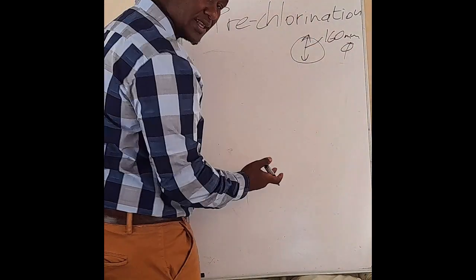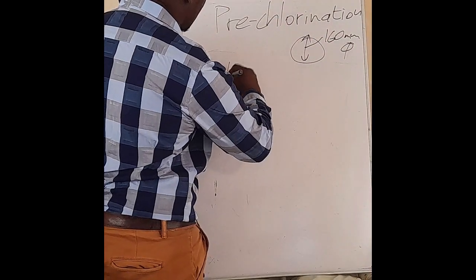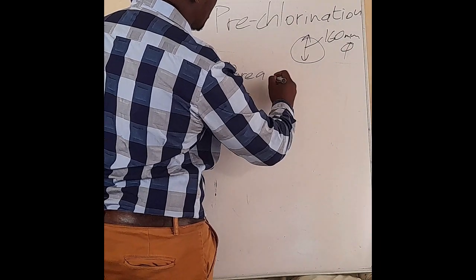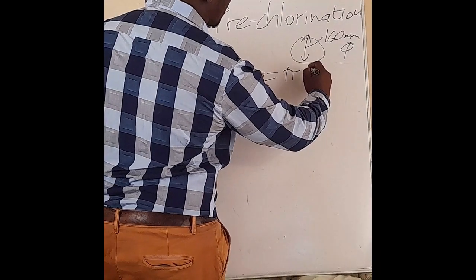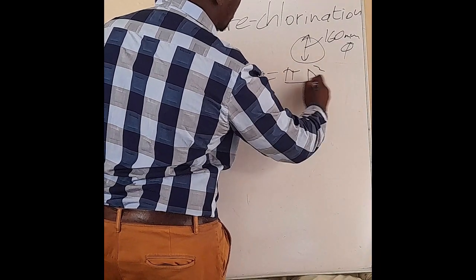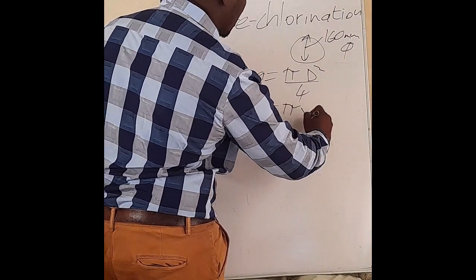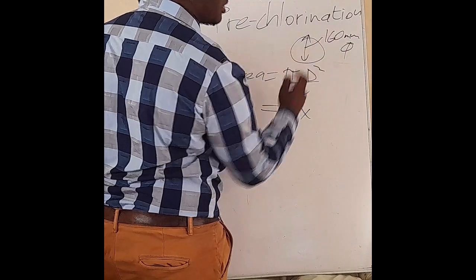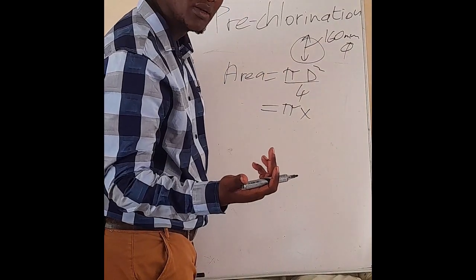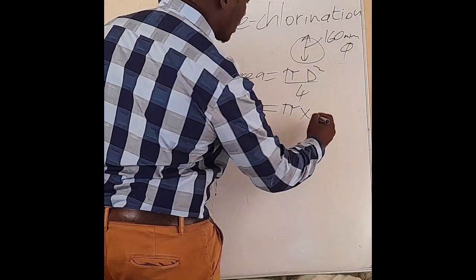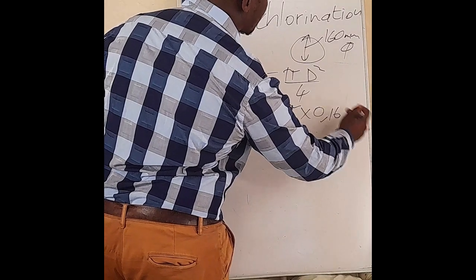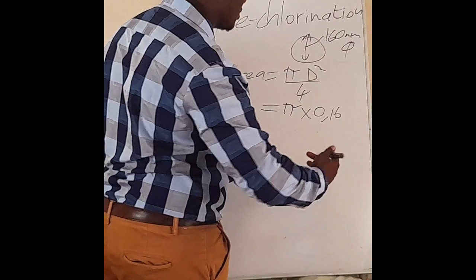And basically we need to get the area of that. So we say our area is equal to pi diameter squared over 4. And that's pi multiplied by the diameter. You just need to convert from 160 millimeter to meters, so that will come to 0.16. You just basically divide that by 1,000.